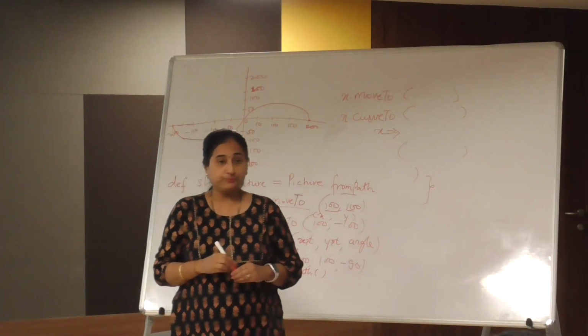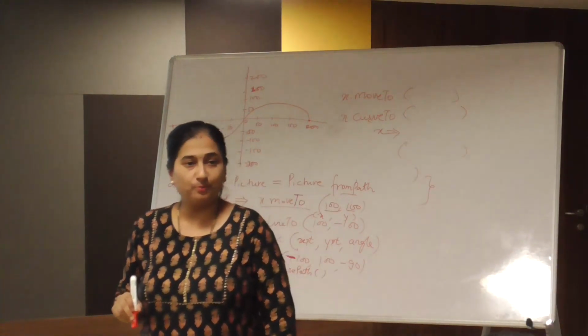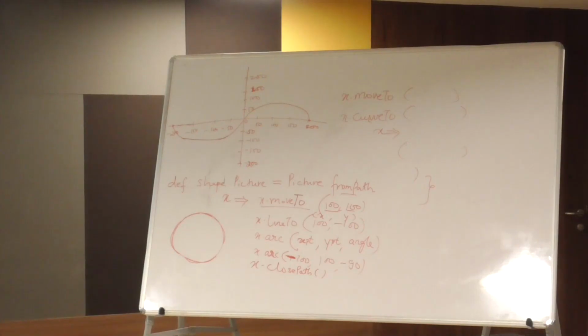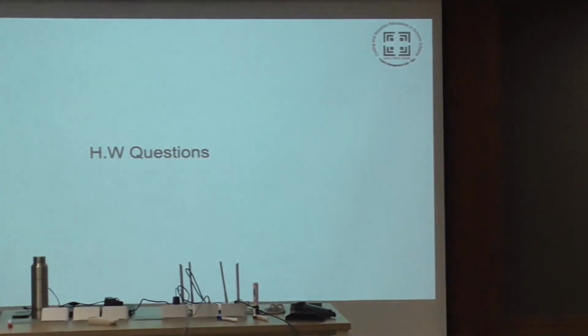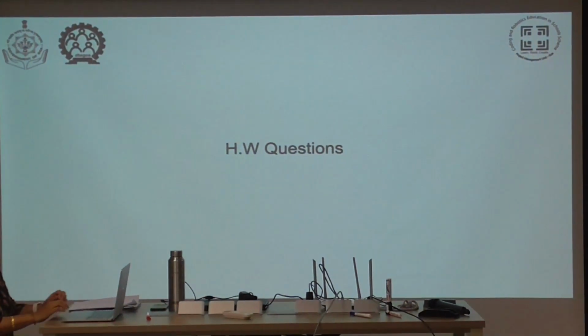Okay, try curve 2. After x dot move 2, put curve 2 and check how many parameters you have to enter there. 6.